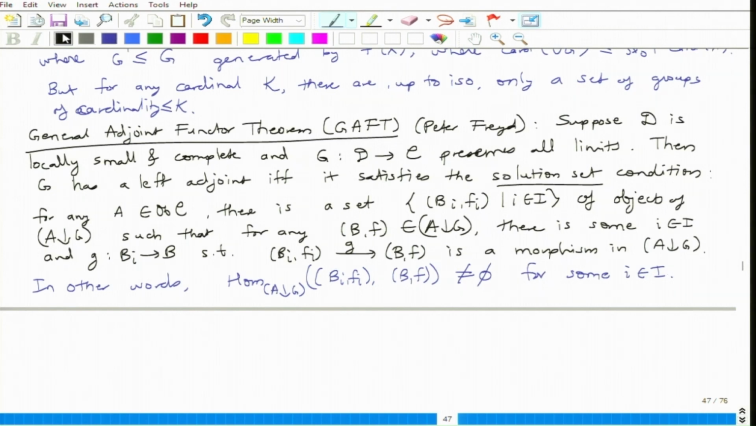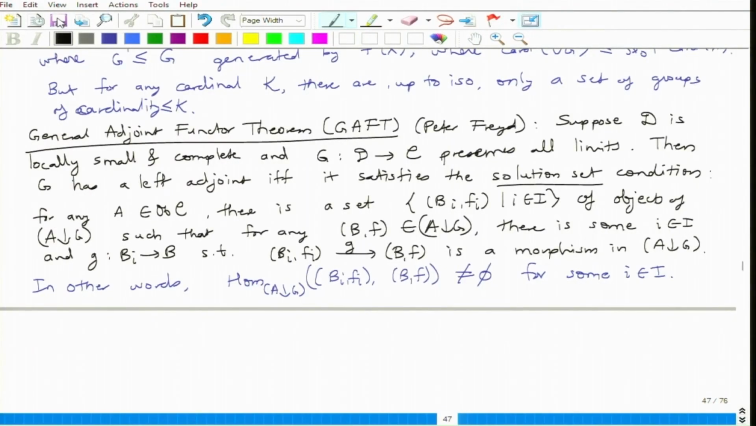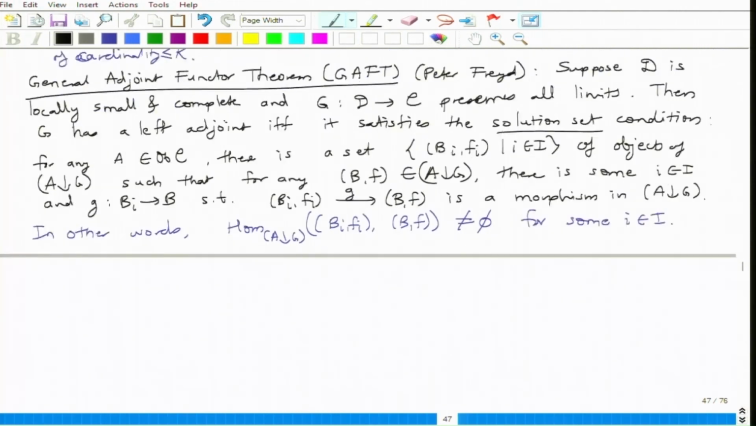Do you understand what I am saying? That every single morphism from A to some other thing in, like, GB, yeah, so that must factor through one of the FIs. Yeah, I mean, maybe I should draw this diagram to help you see what I'm trying to say here.